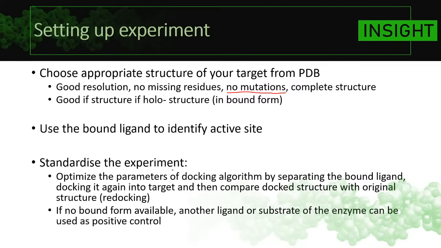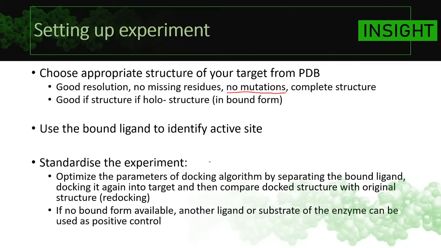Before you go ahead and use these studies, you standardize the experiment, because these algorithms have many different parameters. So you have to tweak those parameters in order to make sure that it is working for you. So when you are validating the software and doing the redocking experiment, you may see that it is not able to correctly predict the native pose of the co-crystallized ligand. It doesn't mean that it is not working, but it may need some parameterization. So you can optimize those parameters by tweaking them a little bit and see whether it improves the quality of the docking. This is a very common thing that you can do.